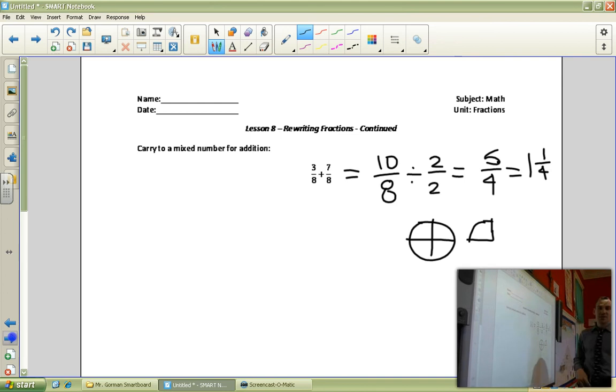The other way to do it would just be to do it with improper fractions and converting it back. You guys have seen how to do that.